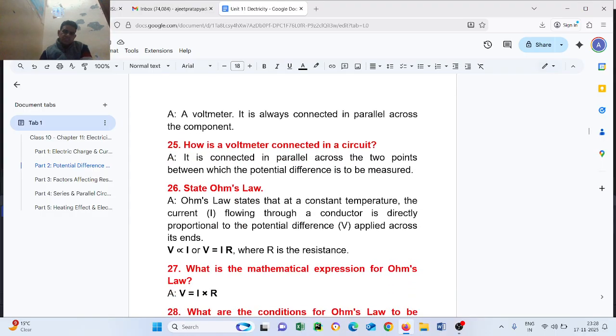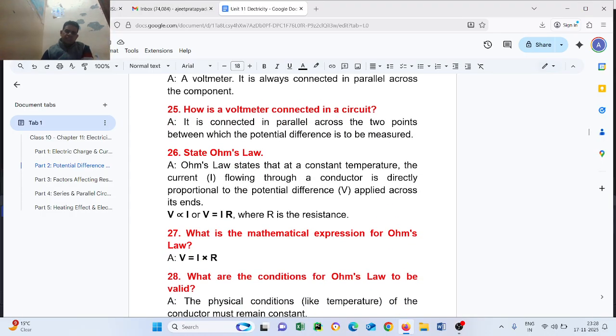Question number 26. State Ohm's law. Ohm's law states that at a constant temperature, the current flowing through a conductor is directly proportional to the potential difference V applied across its ends. V is proportional to I, V equals I into R, where R is the resistance.